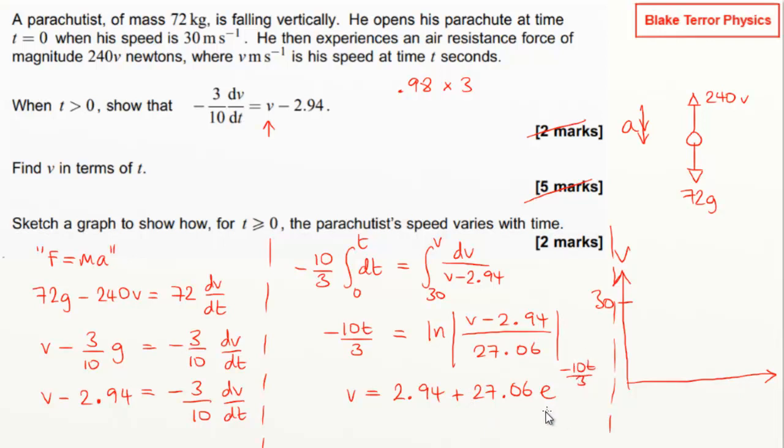As t increases, this thing here, which is a denominator of a fraction, is just getting bigger and bigger. So this second term, as t tends to infinity, tends to 0. So we got an asymptote at 2.94. That's what we're tending towards as t goes to infinity. So it's going to be smoothly coming down to this asymptote where that value there is 2.94 meters per second.